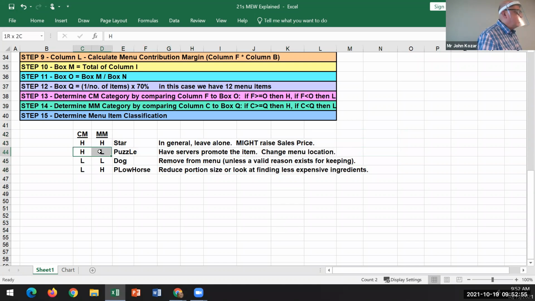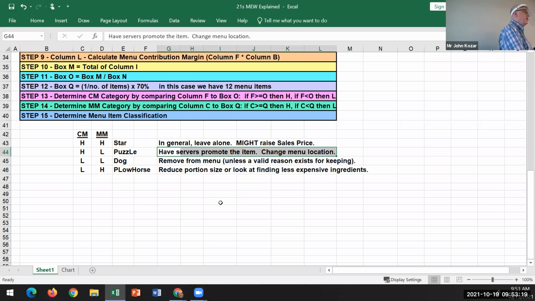Next category is when the contribution margin is high, but the sales mix is low. So this is something that we're not selling as much of, but if we could sell more of it, we could make more profit. So you can do things like have servers promote that item. Like when people sit down, they ask, what do you like to eat on the menu? Or what's really good today? And as long as you feel honest saying this is really good, go ahead and push this item so you can get higher profits for the restaurant.